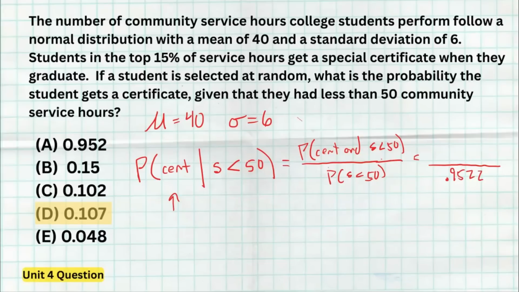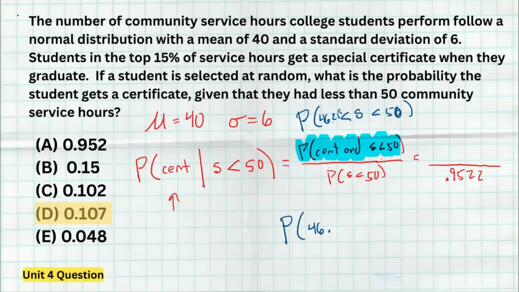So when I come back over here, this top part, which is getting the certificate and being less than 50, now that makes sense. That would be the probability that the number of service hours is less than 50, but greater than 46.219. And sorry for that really messy handwriting. Let me write that a little bit nicer. That top part is the probability that the number of service hours is between 46.219 and 50, because that means you got the certificate because you were greater than 46.219, you're in the top 15%, but we also have to be less than 50.